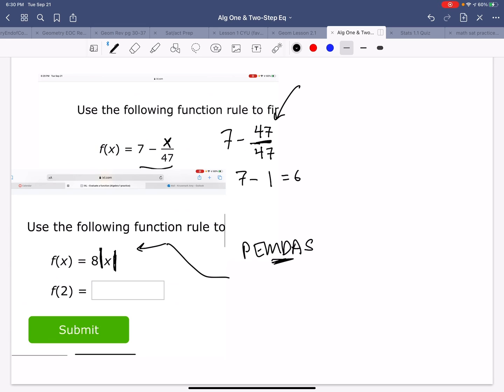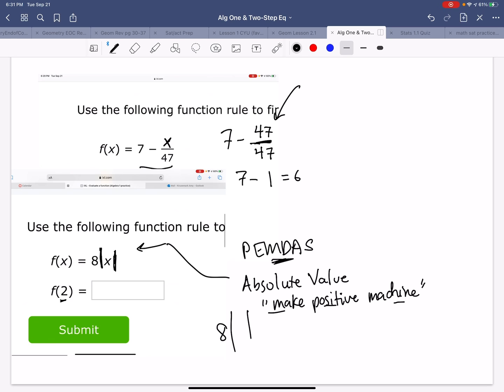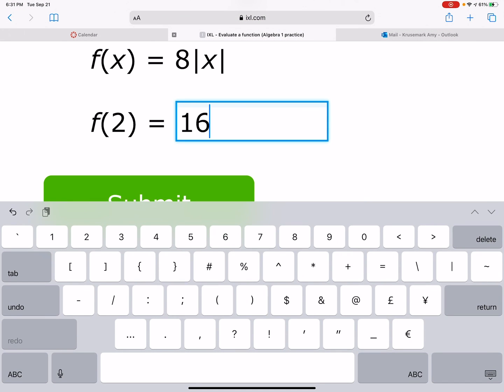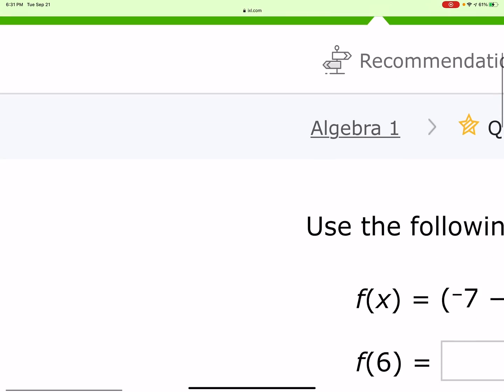And it's called an absolute value. We can think of it as a make positive machine. Okay, so it makes things positive. So if I plug in 8, and it's a parentheses, so it's kind of saying 8 times 2, make the 2 positive. Well, 2 is already positive, so I get 16. 8 times 2 is 16.